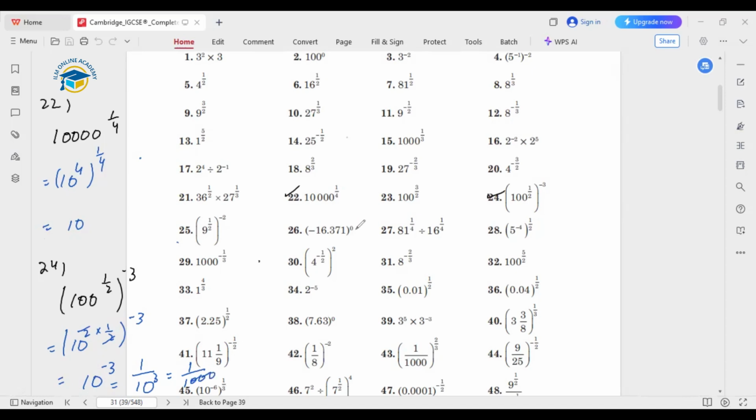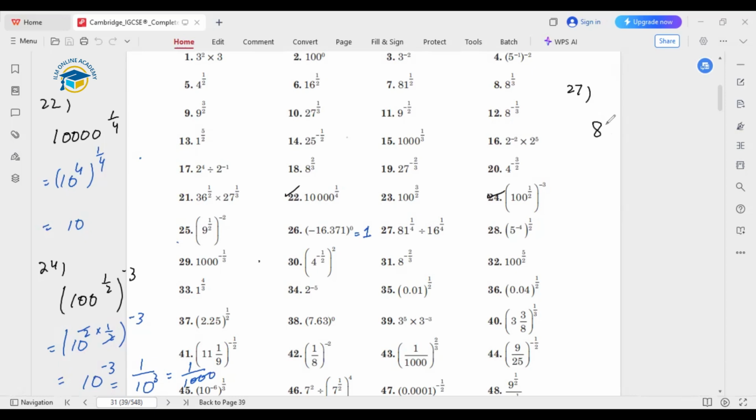Again, this one is having power 0, so you can directly write 1. Whatsoever the number is there, either positive or negative, if your number is having the power 0, you need to write the answer as 1. Okay. So just the way I performed this 21st, this 27th is similar. Let's go on with this.